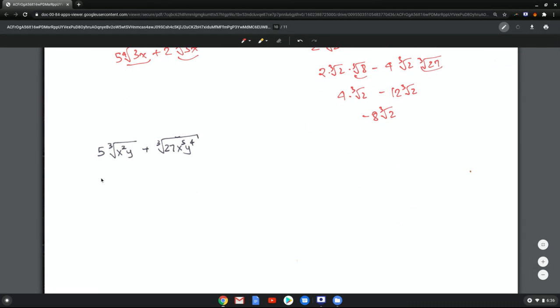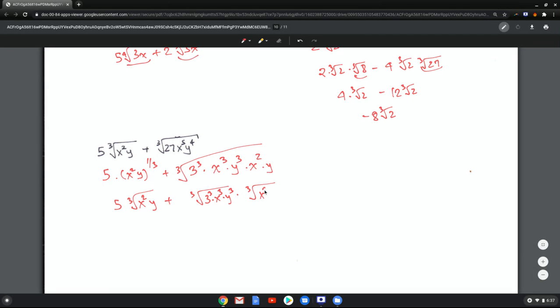Here we can use our properties. This is x squared y to the 1/3 plus, I can write this is 3 cubed, but I also have an x cubed, a y cubed, and an x squared y in the cube root. Right, so this is 5. Let's put this back in radical form, plus cube root of all of this, 3 cubed x cubed y cubed times the cube root of x squared y.